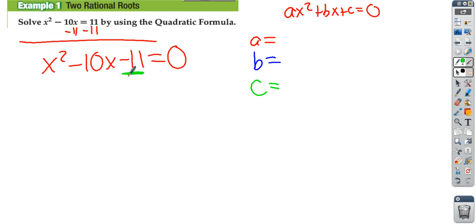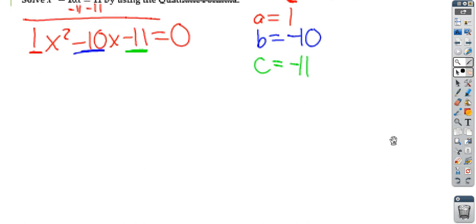So there is c. C, remember, is this number that doesn't have any x attached. So c would be negative 11. You have to take the minus with it. This number here is minus 10, negative 10. That's b, because b is the thing attached to x. And then our a value is this number in front of x squared. And in this case, there's just a 1x squared there. So a would be 1.